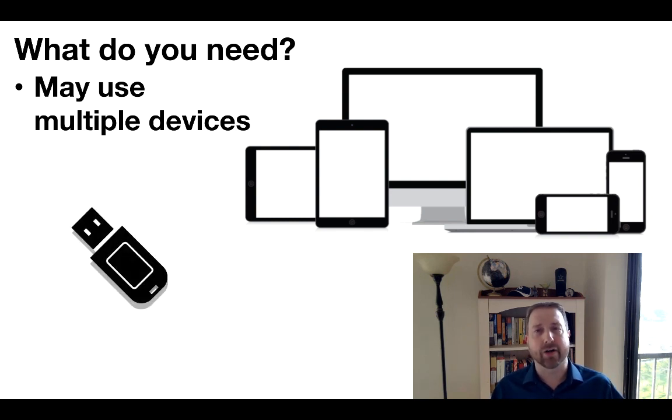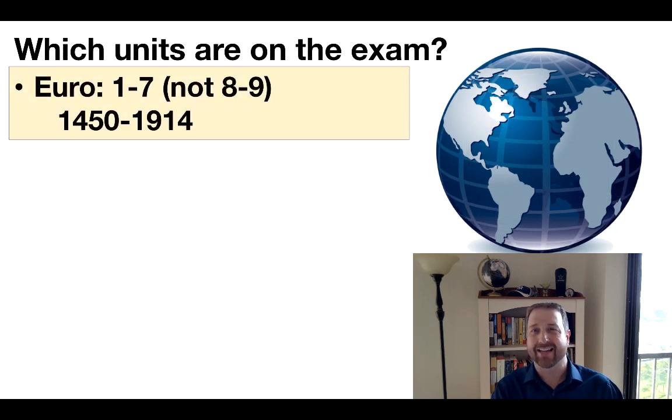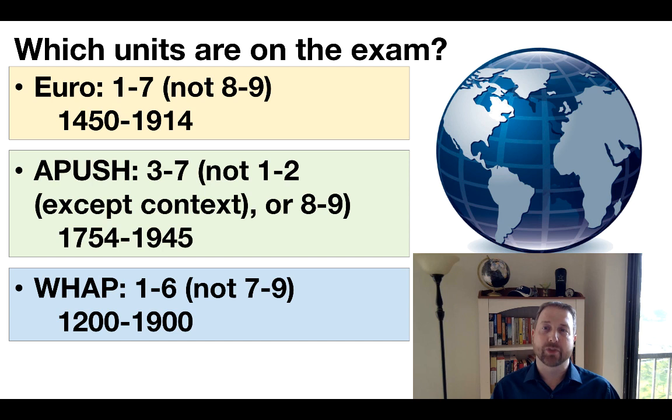So which units are on the exam? For Euro, it's units 1 through 7, and that excludes 8 and 9, so from 1450 to 1914. For A-Push, you have units 3 through 7, and that excludes units 1 and 2. But students can use that content for context. And also 8 and 9 are excluded, so this exam covers 1754 to 1945. And for WAP Modern, we're talking about units 1 through 6, which excludes 7, 8, and 9. And so that goes from 1200 to 1900.